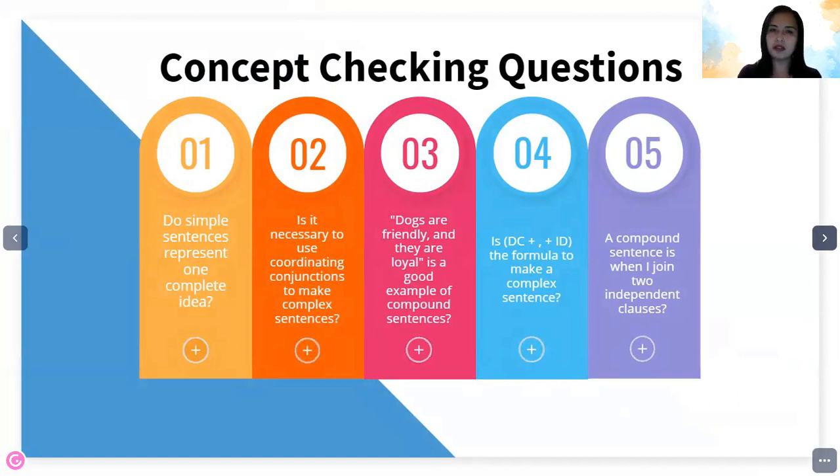So some examples of concept checking questions are: do simple sentences represent one complete idea? Dogs are friendly and they are loyal is a good example of compound sentences. And a compound sentence is when I join two independent clauses. So as you can see, I am also checking the understanding of my students throughout the video, because this is not only about showing the video and no more. We have to make sure that the students actually understand what we are teaching them.